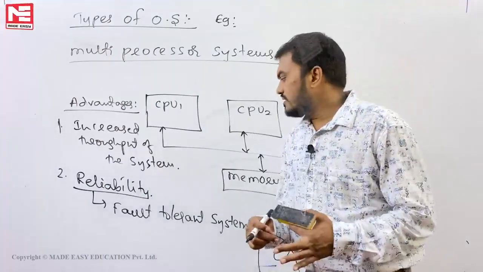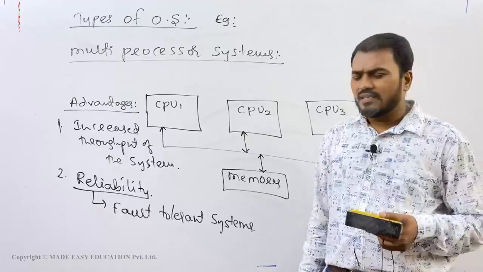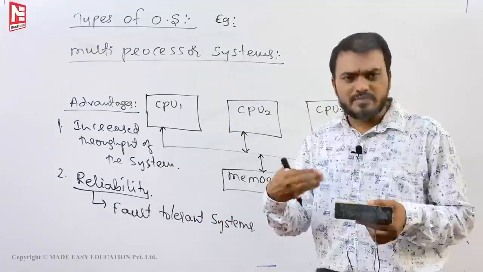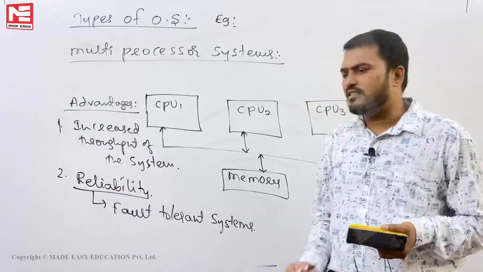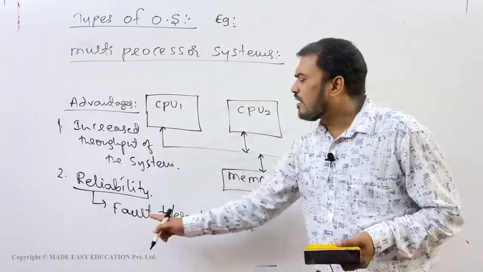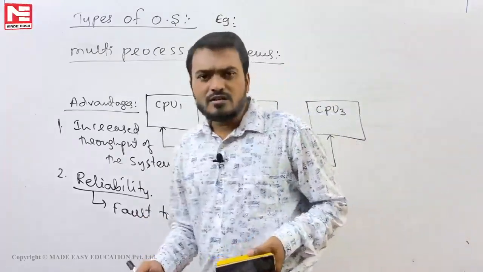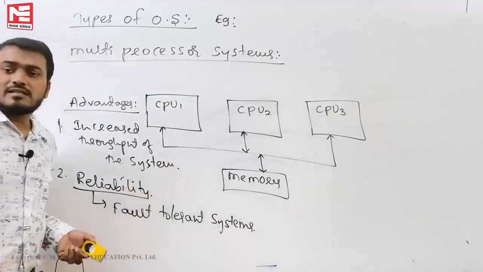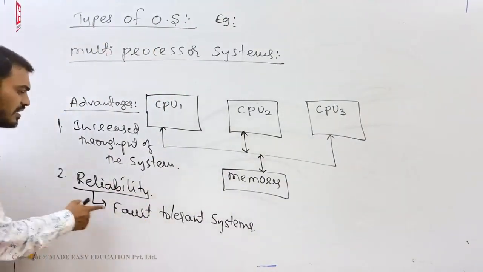So fault tolerant systems. Tolerance means what? Simple English meaning: acceptance. So fault tolerance means fault will be accepted. Simple point. Is that clear? It means if one CPU fails, the system will still run with the help of the remaining CPUs. So that's the second advantage.